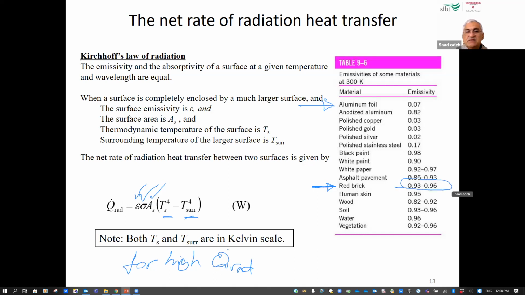So the more emissivity value, I'll get higher Q radiation, because as you can see here, emissivity is multiplied by the other factors. So less emissivity means less Q dot. So I have to get a higher emissivity material in order to get more heat transfer by radiation. So I can choose the red brick because it gives me an emissivity value higher than the aluminum foil. Okay.